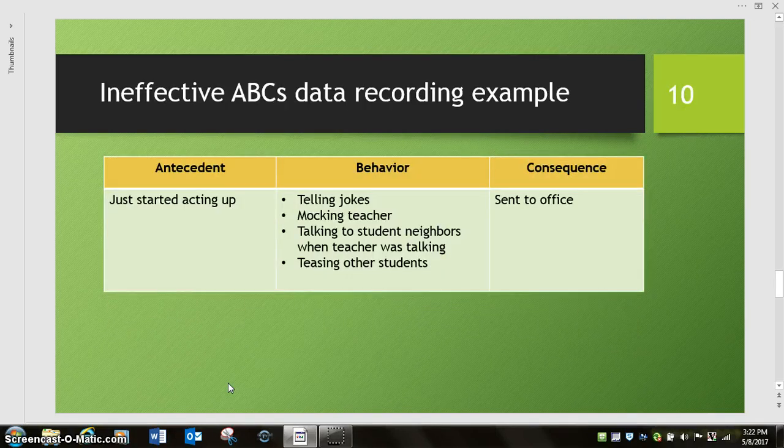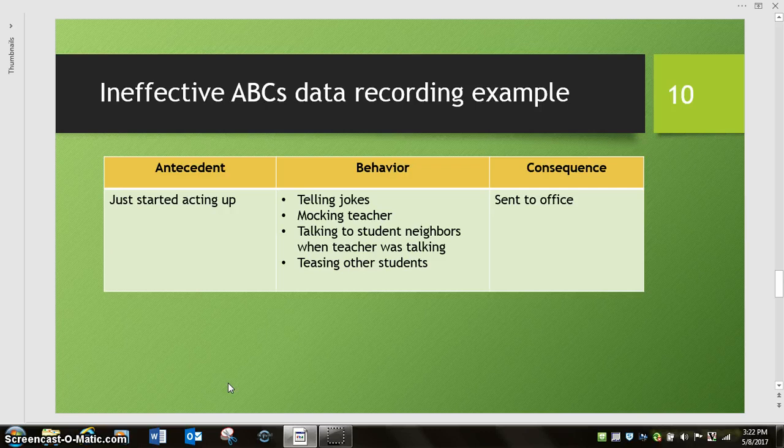Now, an ineffective way, or sometimes what I've seen in the past when collecting behavior data or working with people collecting behavior data, is a write-up of such a scenario, something like this, where the antecedent is just indicated as the student started acting up. The behavior descriptors are fine, but then the consequence is sent to the office, and a lot of stuff is missed in that process that we don't know about.